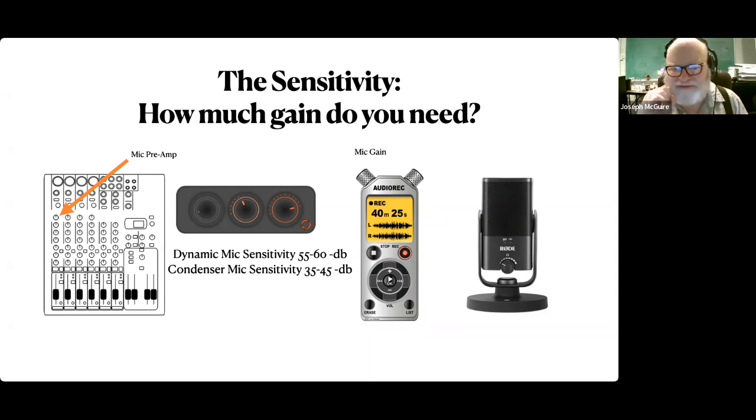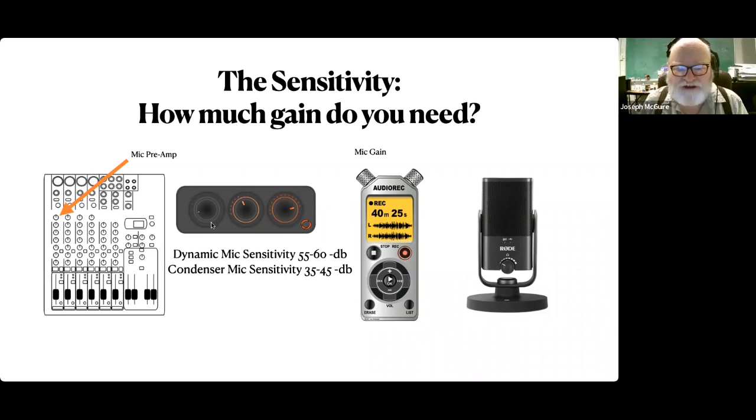So back to sensitivity and how much gain do you need? If you've ever seen an ordinary mixer board, you see that it has something sometimes called trim pots, sometimes called pre-gains, preamp gains. And what they are is the microphone preamp that's before the fader. The fader being where you do your micro adjustment of sound.